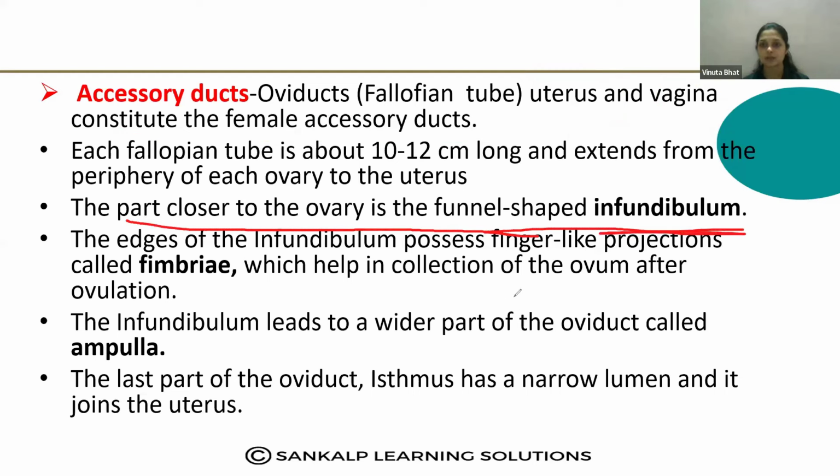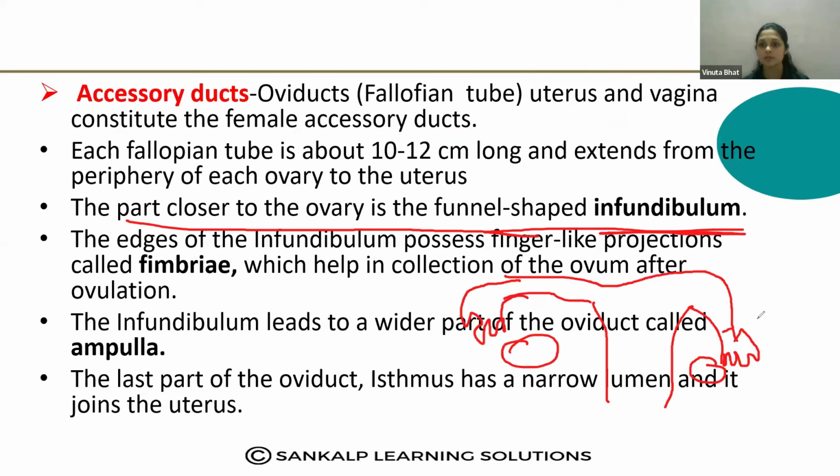So here, if you draw the diagram, just imagine. This part which is near to the ovary is the infundibulum, and the finger shaped structures that you observe are called fimbriae, which help in the collection of the ovum during ovulation. And the infundibulum leads to the wider part of the fallopian tube, that is the ampulla, and the last part of the oviduct is the isthmus.